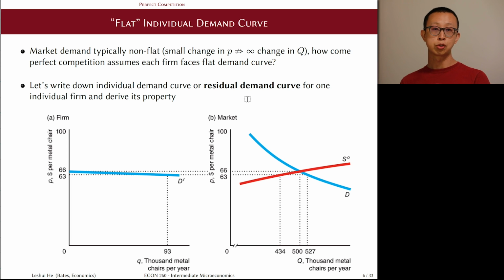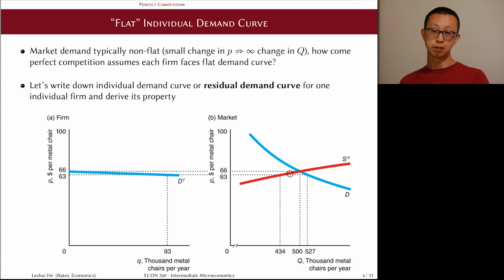Imagine that you're starting out as a producer in the market of metal chairs, let's say. From your perspective, what is relevant for you is how much is the total demand, and how much of that demand is already filled by your competitors. This is exactly what the right-hand side graph plots for us. In this market, the total demand from the consumers is at 500,000 metal chairs per year, and the price is at $66.